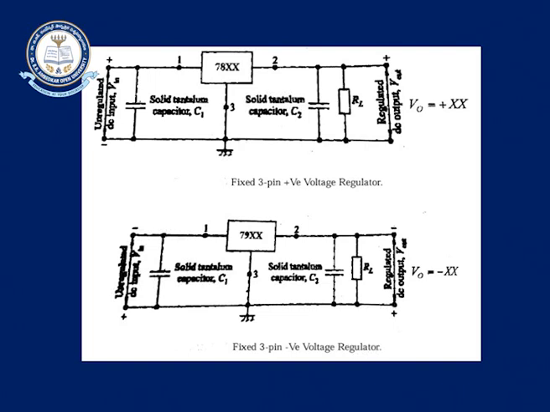So, what is the regulated output voltage? V0 becomes minus XX. Here V0 is plus XX. The only thing is that the ICs are different, 78XX and 79XX.